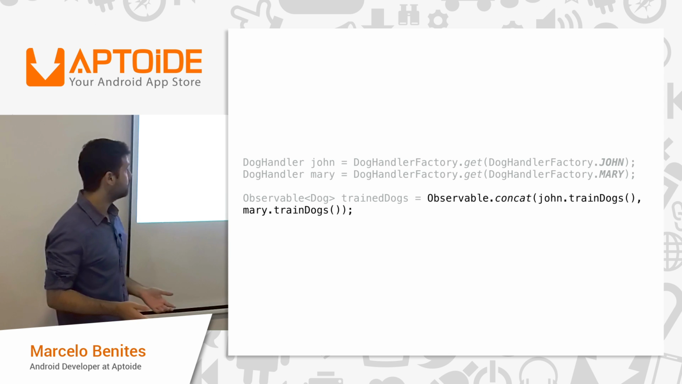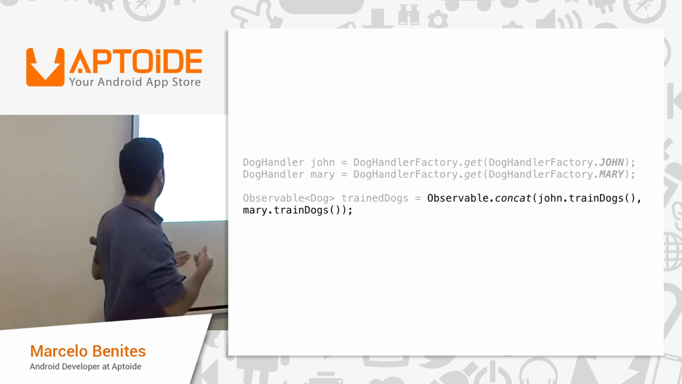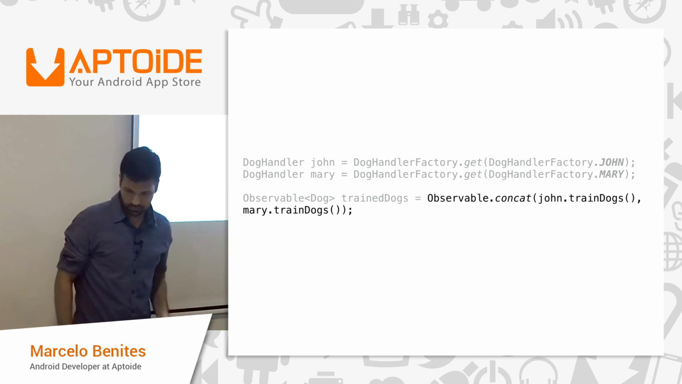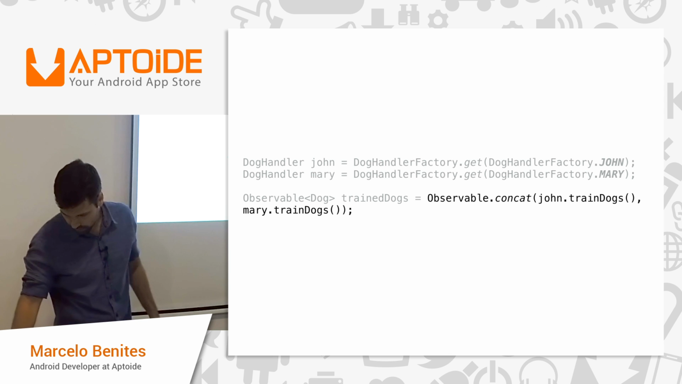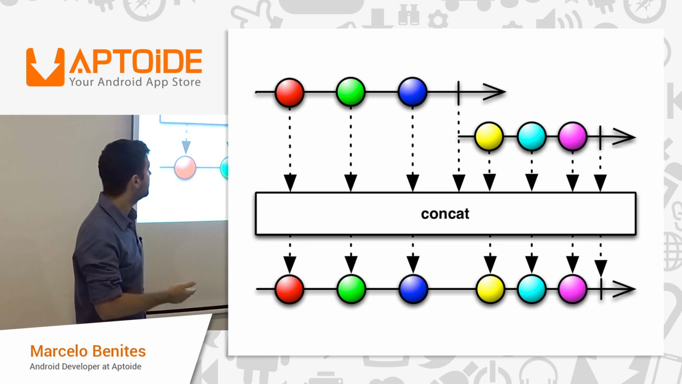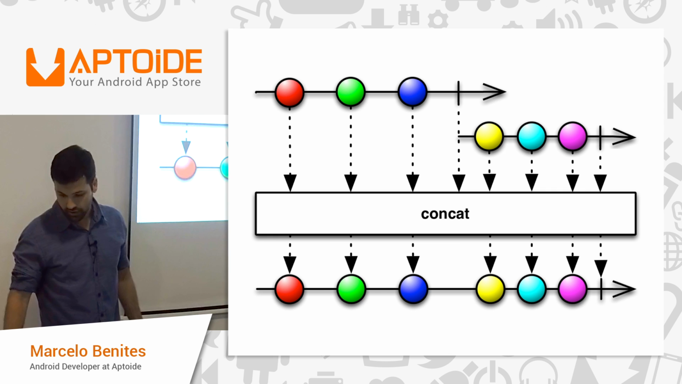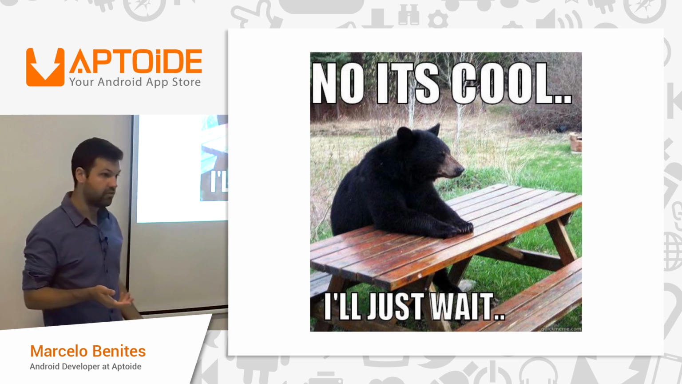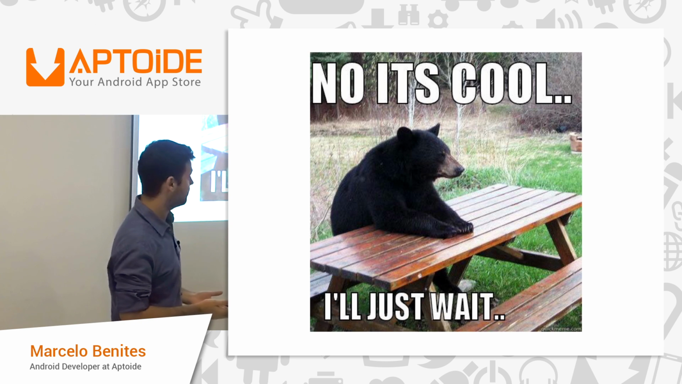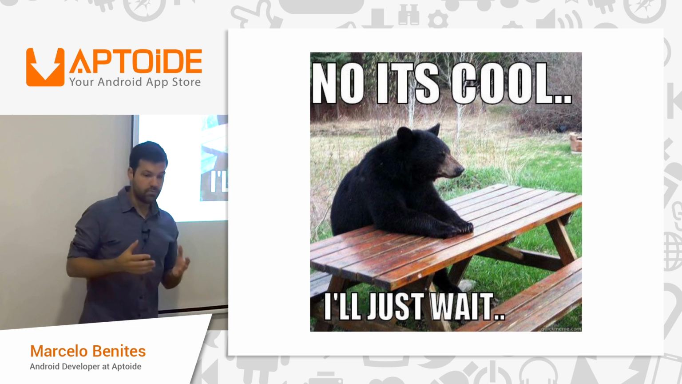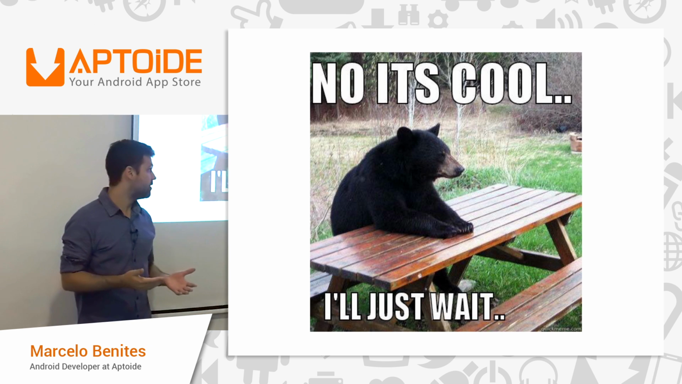So let's concat again. We're going to concat John's dogs and Mary's dogs. So we receive John's dogs. That's okay. And then we wait for Mary's dogs, and they never arrive. And this is a common mistake that we've learned here in Aptoide.